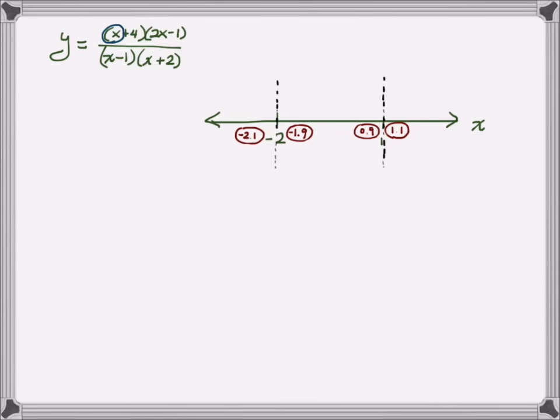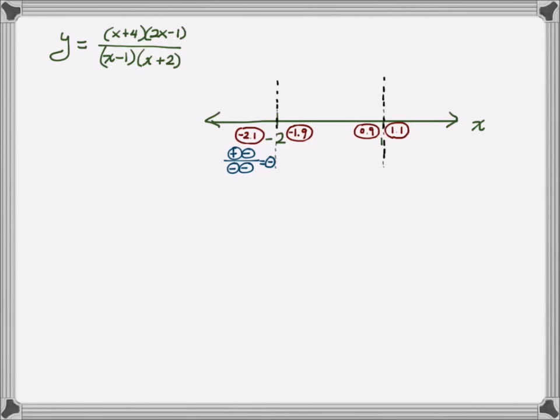When x is negative 2.1, I would first get a positive sign because negative 2.1 plus 4 gives a positive result. And then 2 times negative 2.1 gives a negative number, and when I subtract 1 from it, it will still stay negative. For the denominator, I have negative 2.1 minus 1, that's going to be negative as well. And negative 2.1 plus 2, it's going to stay negative as well. Overall, I have 1 plus with 3 minuses, which gives an overall result of a negative.